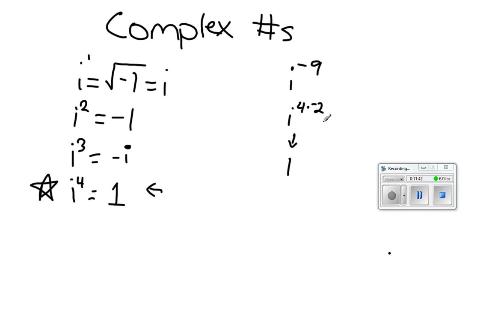And then what's left over? If that's negative 8, that means you have how many exponents left? Just 1. So then i to the negative first power, we said was what? If this is 0, then negative 1 would be negative i.